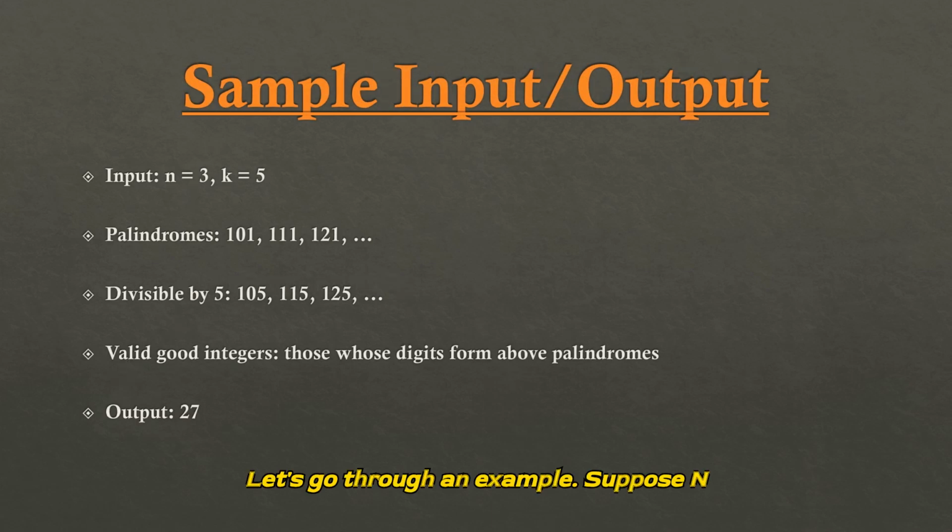Let's go through an example. Suppose n equals 3 and k equals 5. We generate all 3-digit palindromes such as 101, 111, 121, and so on. We then filter out those not divisible by 5. Next, we look at all the permutations of digits that could produce such palindromes. After excluding those with leading zeros and accounting for repetitions, we arrive at the final count. In this case, the result is 27.